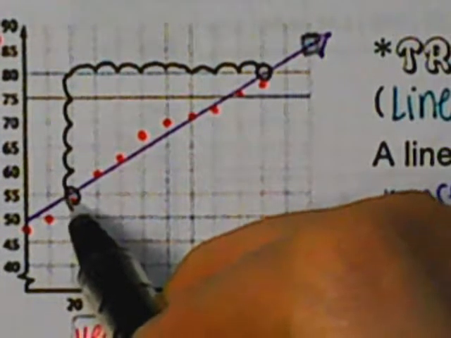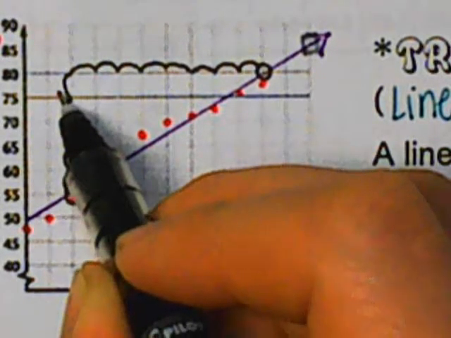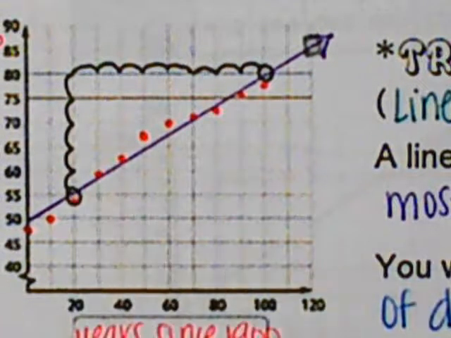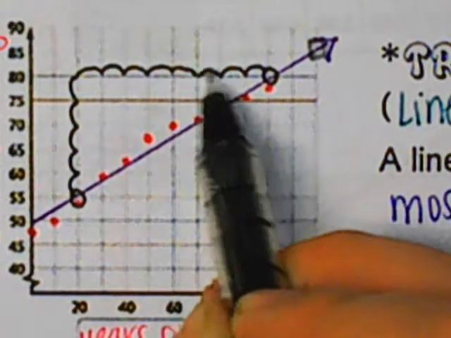So we always do rise over run. My y-axis is counting by 5s. 5, 10, 15, 20, 25. So I went up 25. And then my x-axis is counting by 10s. 10, 20, 30, 40, 50, 60, 70, 80.